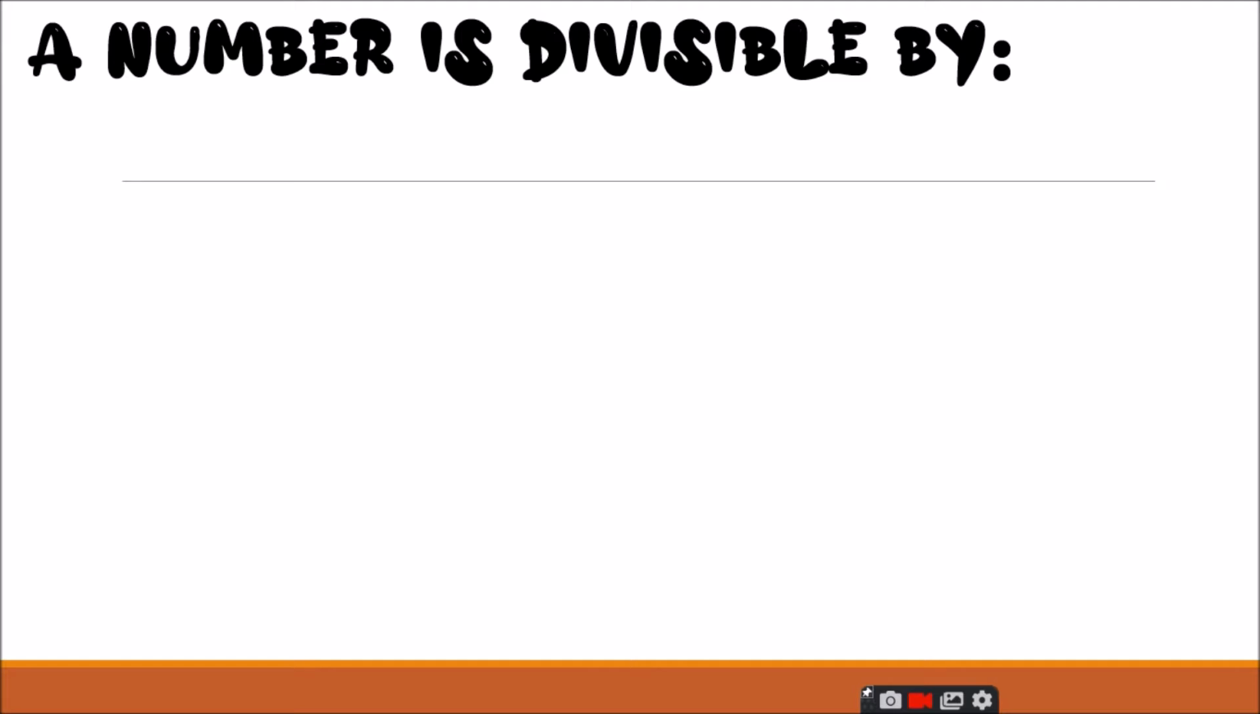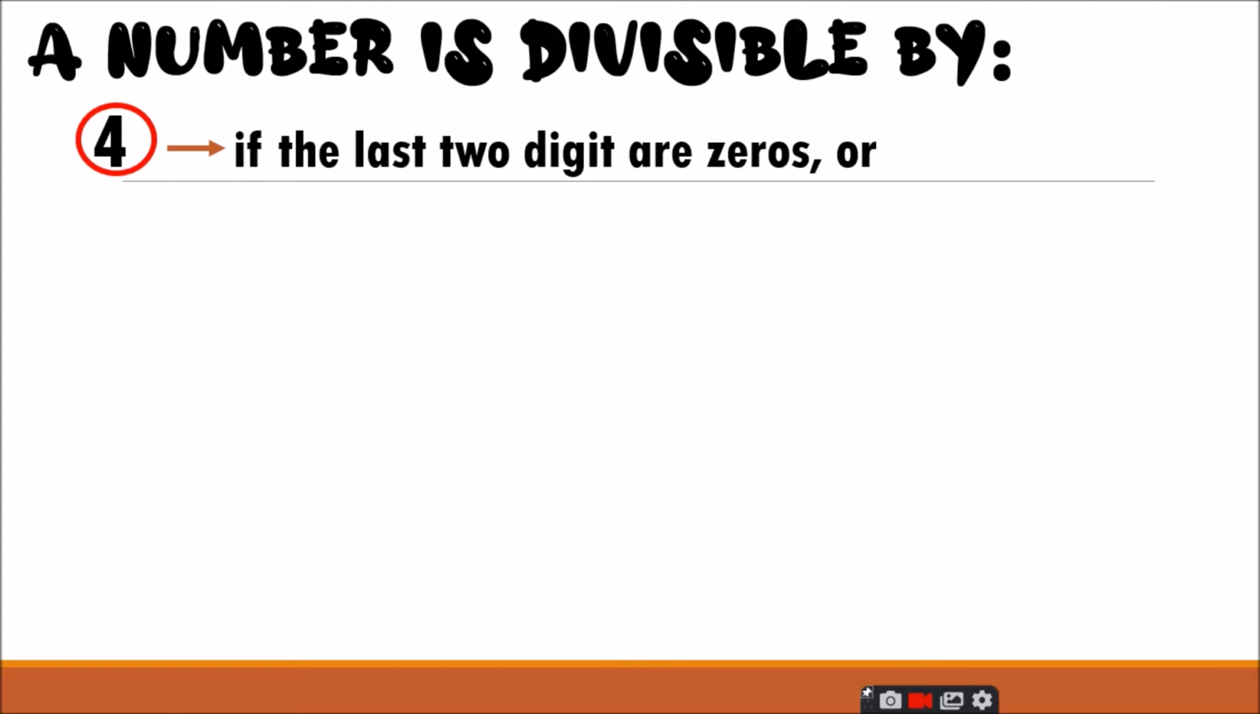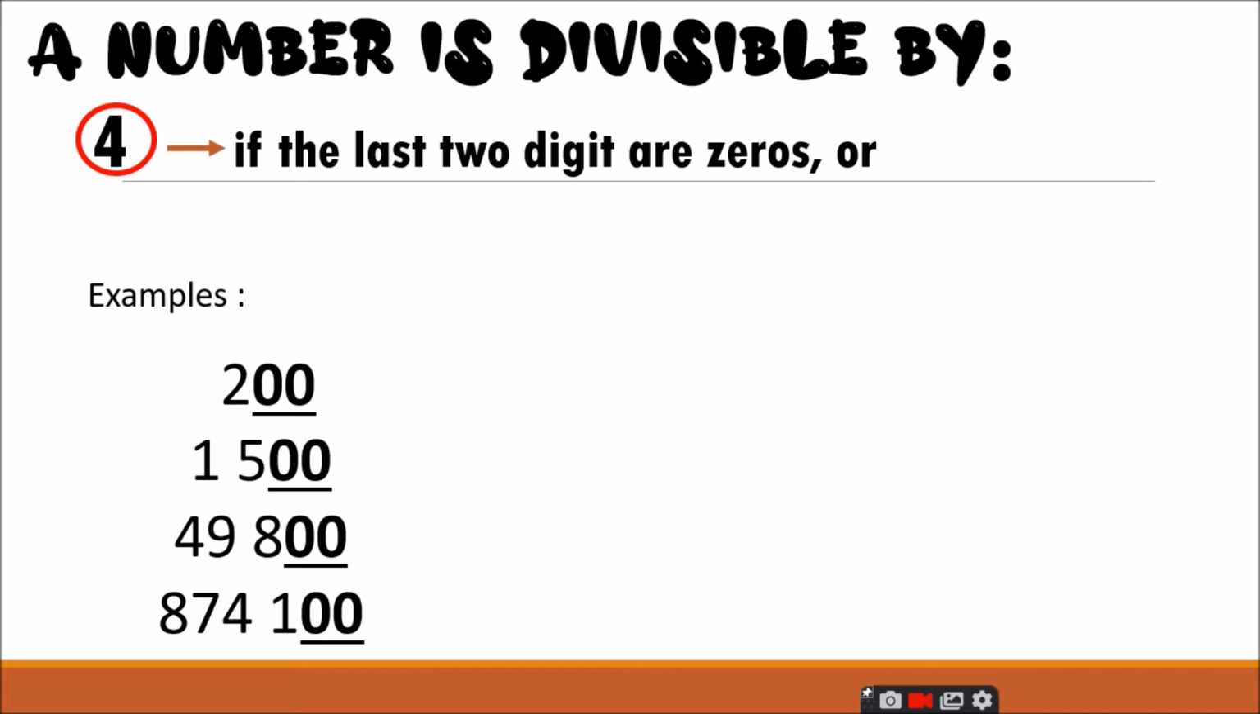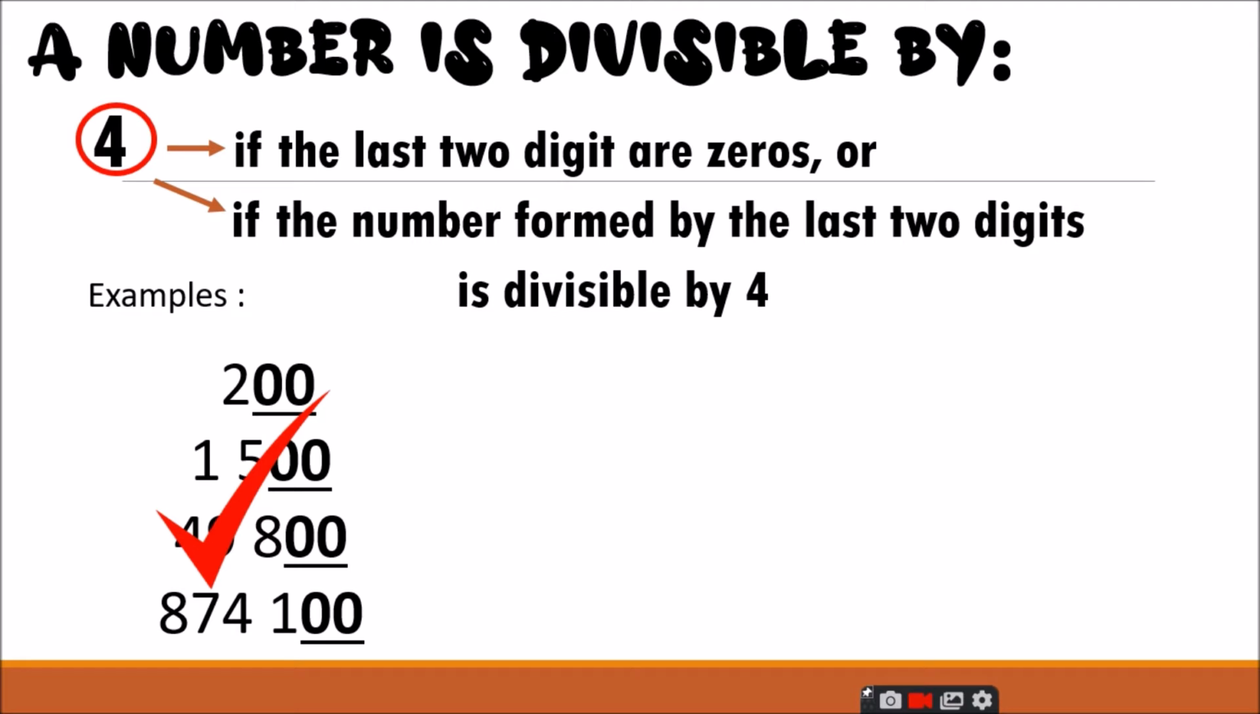So let's start. A number is divisible by 4 if the last two digits are zeros. So examples, 200, 1,500, 49,800, 874,100. Looking at the last two digits, it has zeros, my dear students. So we can say that these numbers are divisible by 4. Another one is if the number formed by the last two digits is divisible by 4.